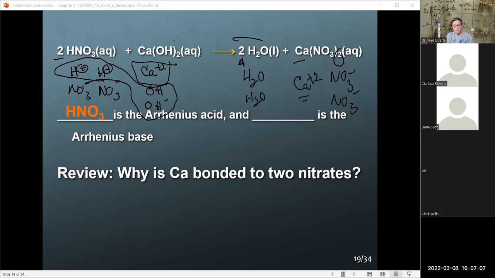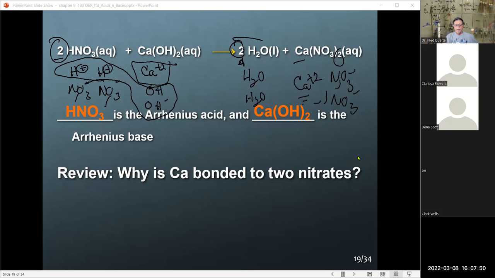Once I'm familiar with that, now I can hopefully understand why there's a 2 in front of nitric acid and why there's a 2 in front of water. If I count up all the hydrogens, I got 1, 2, 3, 4 on the left-hand side and 4 on the right-hand side in the form of water. My hydrogens are happy. I got 1 calcium on the left, 1 calcium on the right, and 2 nitrates on the left and 2 nitrates on the right. Okay, all right. So that's the breakdown of that particular reaction, and the calcium hydroxide is the Arrhenius base.